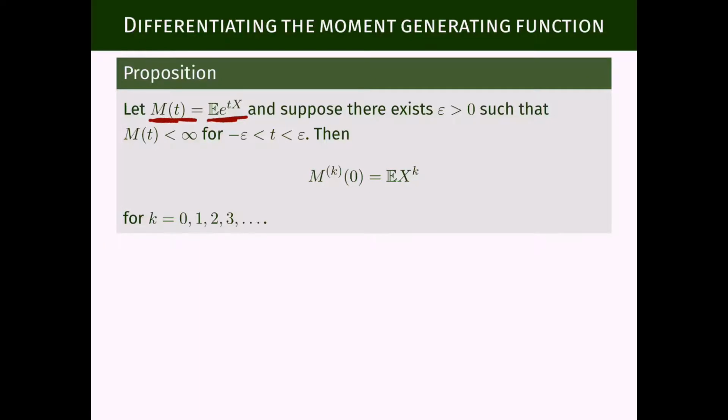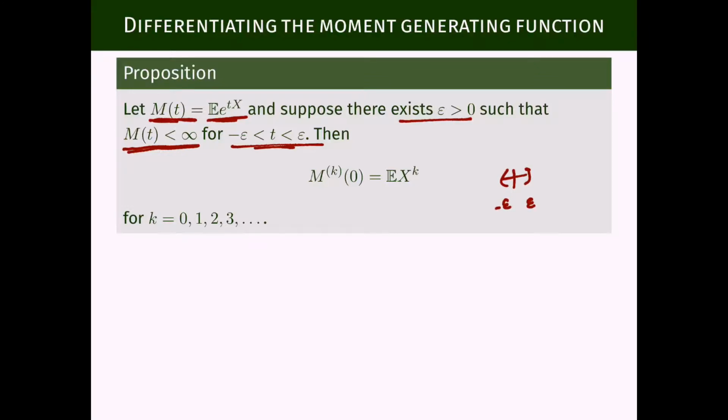This function is called the moment generating function. And for all this to work, we need to assume that there exists some positive number such that this moment generating function is finite when the absolute value of the argument is smaller than this number. So there's at least a tiny interval containing 0 where this moment generating function is finite.